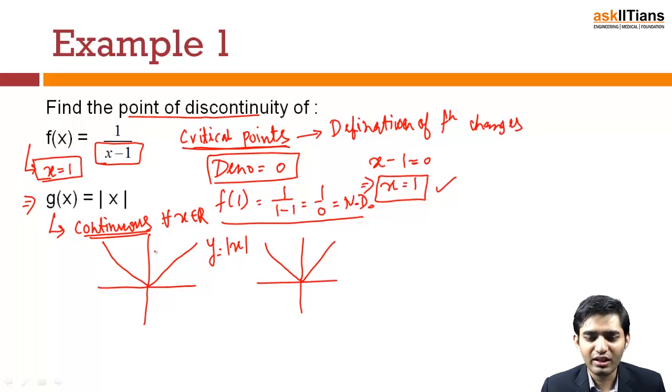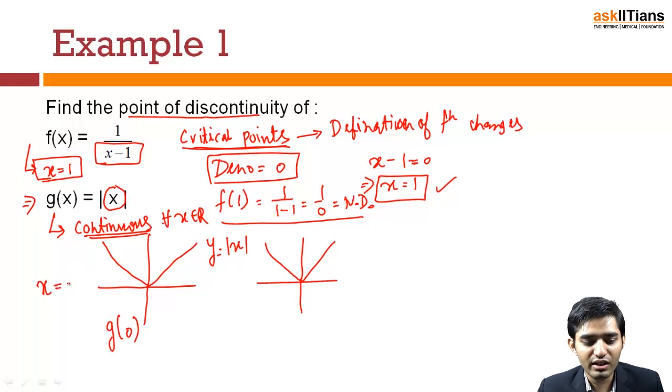Either you can check it by graph or you can check it by the mathematical definition also. If I check it by the mathematical definition, here the critical point will be x equal to 0, where the mod becomes equal to 0. Whatever is present inside the mod, x is present inside the mod, equate that to 0. That will be the critical point. So in this case, x equal to 0 is the critical point.